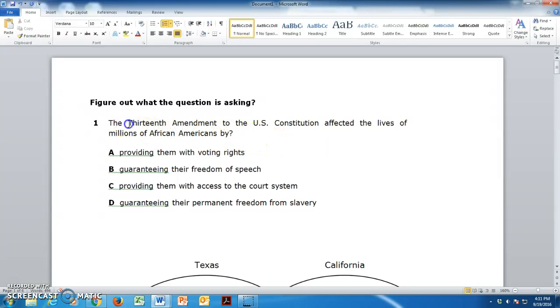The question wants you to know how the 13th Amendment to the U.S. Constitution affected the lives of, do you care that's millions? Could have been billions, could have been 1, could have been 20, it doesn't matter. How did it affect the lives of African Americans? Now, hopefully this is a question that we all understand. How did this affect that?